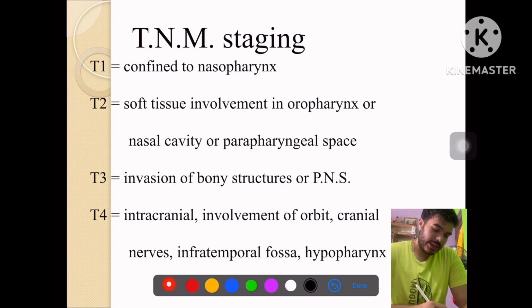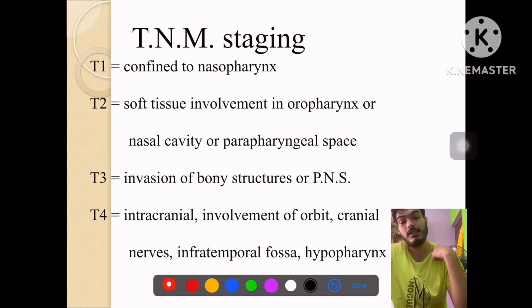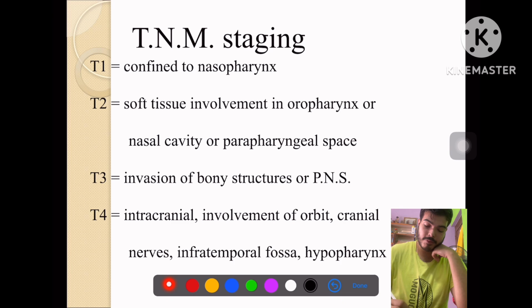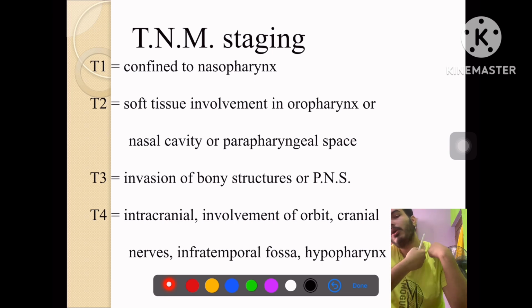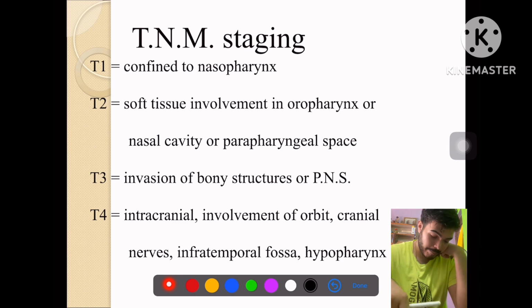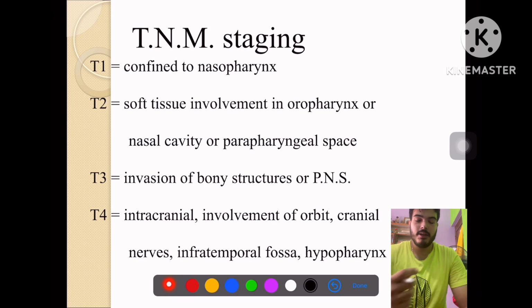Now N0, N1, N2 and N3. Remember the Ho triangle, that is known as the supraclavicular triangle. See the diagram over here. You have your clavicle and then you have the junction between the end of the neck and the start of your shoulder. That is the junction, and then you make a triangle. The supraclavicular triangle is also known as Ho's triangle. N0 is no evidence of regional lymph node, N1 is unilateral, N2 is bilateral, and N3 means more than 6 centimeters or in the supraclavicular fossa.